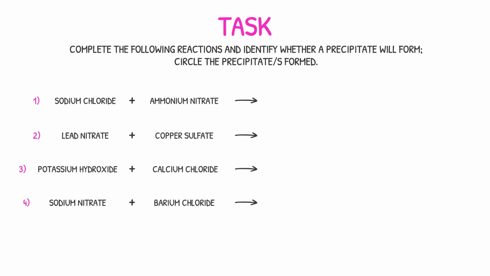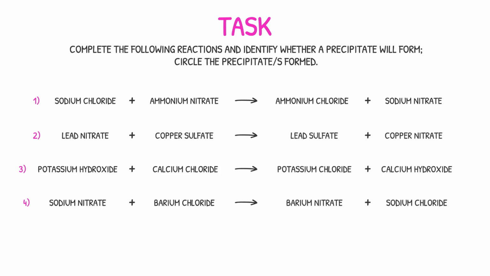Let's talk through the answer to question 1. When sodium chloride and ammonium nitrate react with one another, the chloride and nitrate ions are swapped. The products of this reaction are therefore ammonium chloride and sodium nitrate, both of which are soluble salts. There will be no precipitate formed in this reaction.